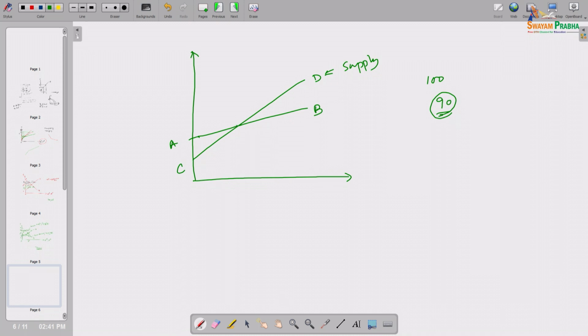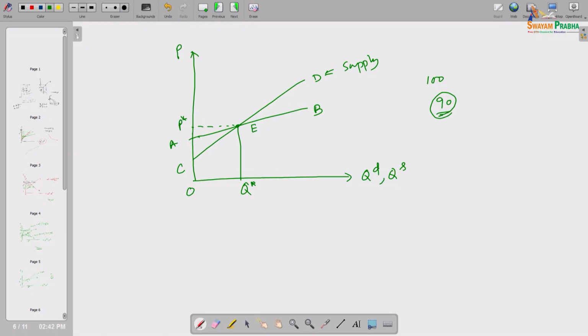So of course this will be the equilibrium point E, in the sense that this will be the equilibrium price and at that price this much quantity. So this is OP star and this is OQ star. Of course, we are measuring quantity demanded and quantity supplied on the horizontal axis and price on the vertical axis. So OP star will be the equilibrium price and OQ star will be the equilibrium quantity of the commodity transacted in the market.